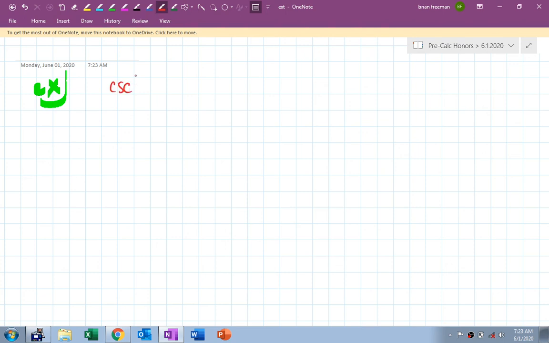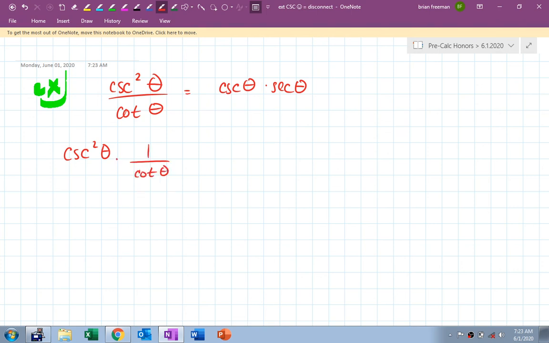Let's do cosecant squared theta over cotangent theta equals cosecant secant. Okay. Now, first thing I want to do, just so you guys understand, this is exactly the same as cosecant squared times 1 over cotangent. That's not a well-placed 1. That's really just me rewriting this original equation.